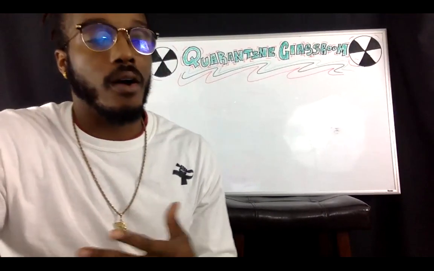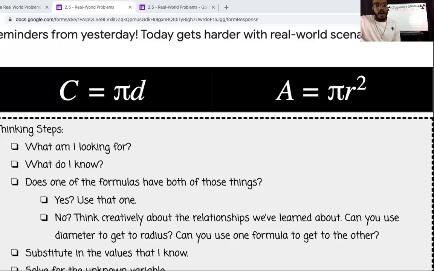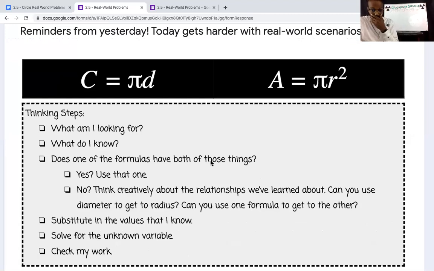I am already logged in. I've done my warm up, and I'm at the part where we're about to jump straight into what the notes look like for us. And for us, that looks like, one, doing some reminders from yesterday. And then as we get into tougher real world scenarios, the first reminder that we have is our formulas: circumference equals pi times diameter, area equals pi times radius squared.